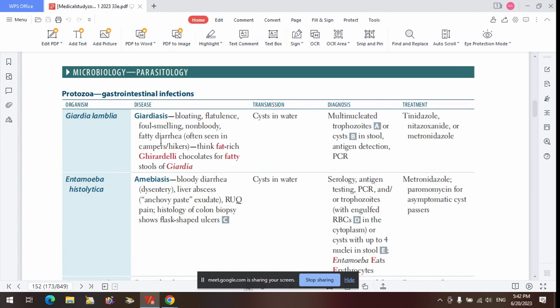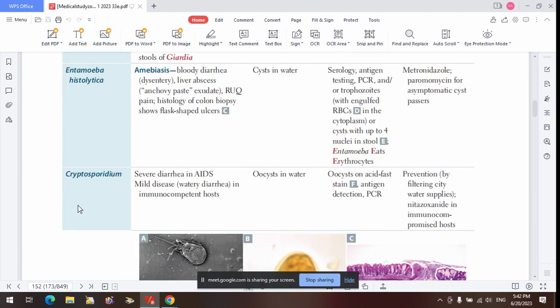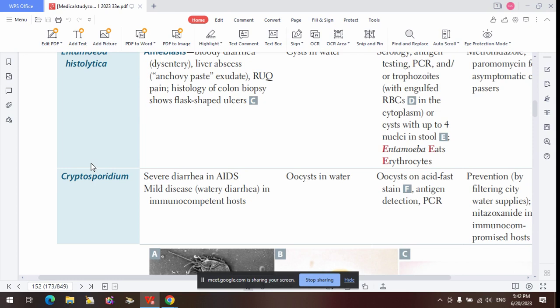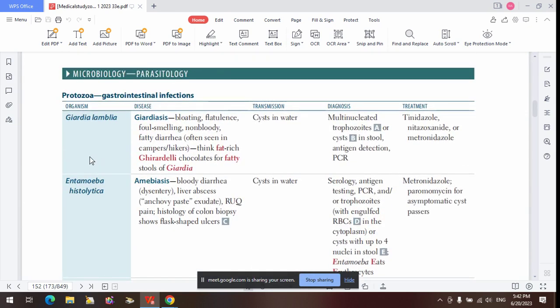So the protozoa. These protozoa are classified based on the system that they affect. So the gastrointestinal ones, the central nervous system ones. That's the way it was classified. What are the ones that affect the gastrointestinal tract? There are three: Giardia lamblia, Entamoeba histolytica, and Cryptosporidium. So Giardia lamblia is a protozoa that affects the gastrointestinal tract.